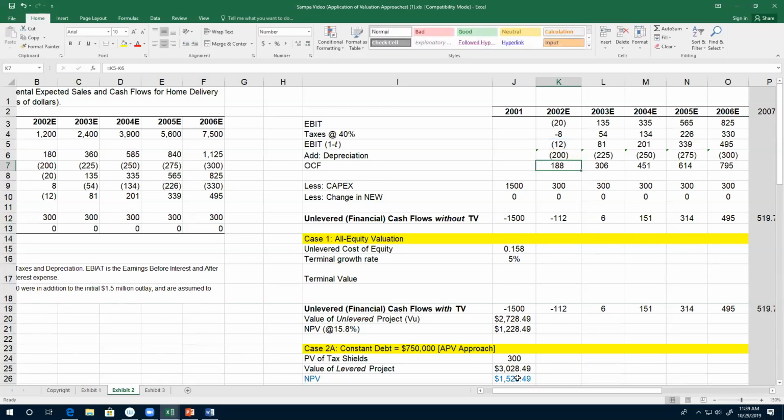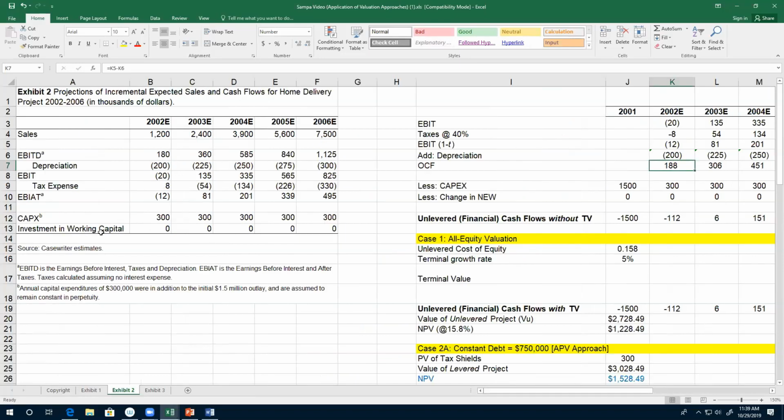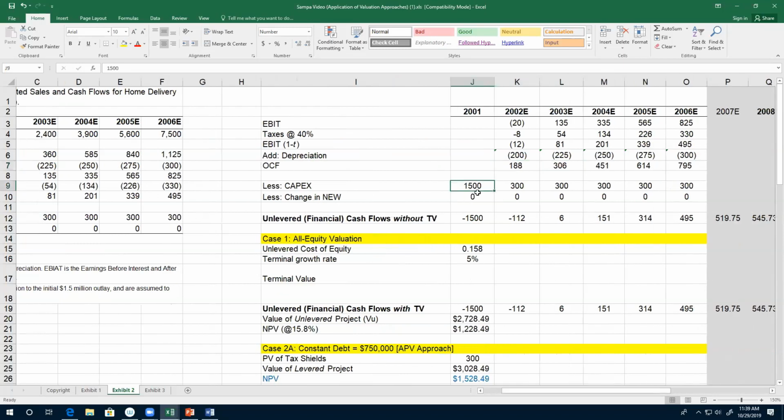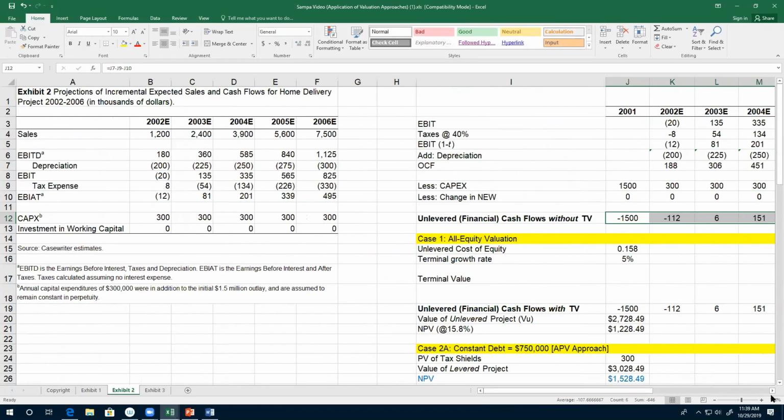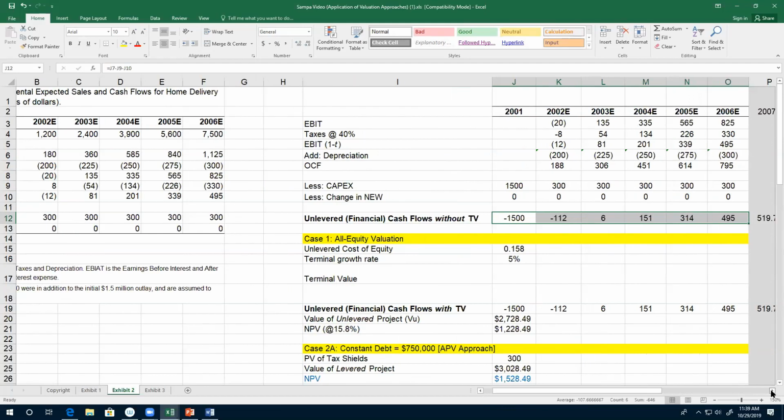I am given information on CapEx. I'm given information on working capital. I basically take all of that, plug it over here, and this gives me my unlevered cash flows. Please ignore for the time being the stuff that is beyond 2006, right? So if you had to make your forecasts for financial cash flows up until 2006, this is what you'll do. Any questions up until that?